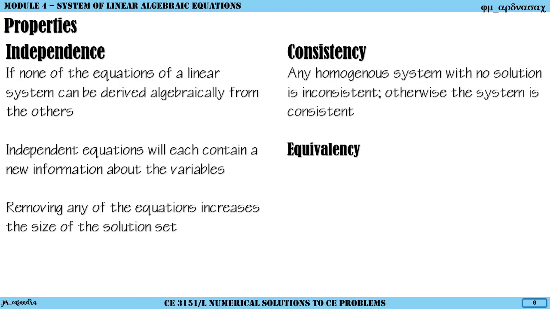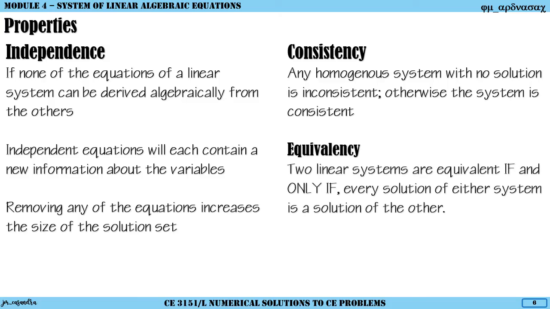For consistency, any system with no solution is considered inconsistent. Otherwise, if the system has at least one solution, then it is a consistent system. For equivalency, two linear systems are considered equivalent if and only if every solution of either system is a solution of the other system.